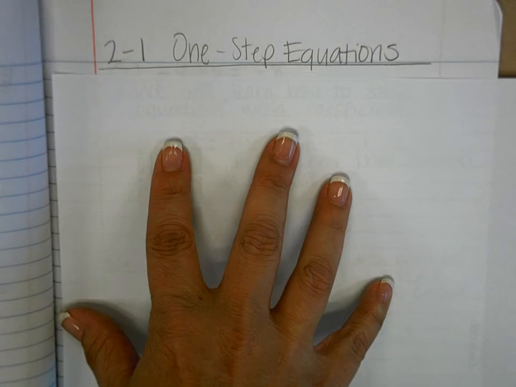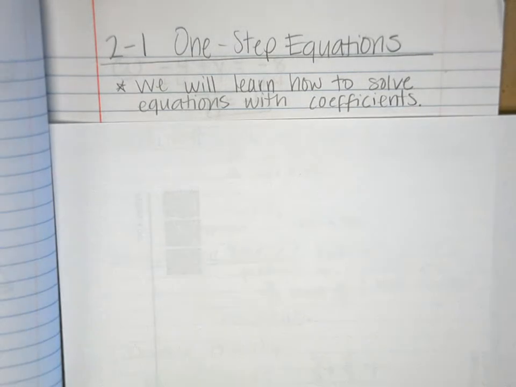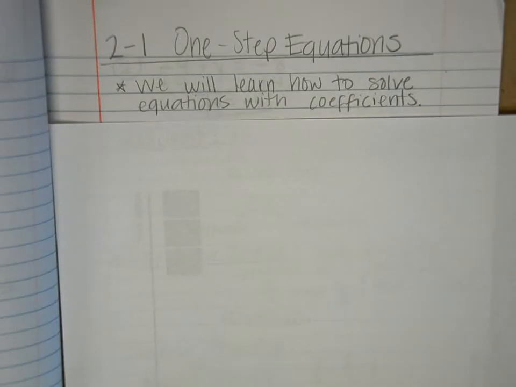All right, so 2-1, one-step equations. This is what we're learning. We will learn how to solve equations with coefficients. That's the word that we saw last time. Coefficients. We used our coefficients when we did the exponents, and I kept telling you, oh, you need to square that coefficient or cube that coefficient. We will learn how to solve equations with coefficients.